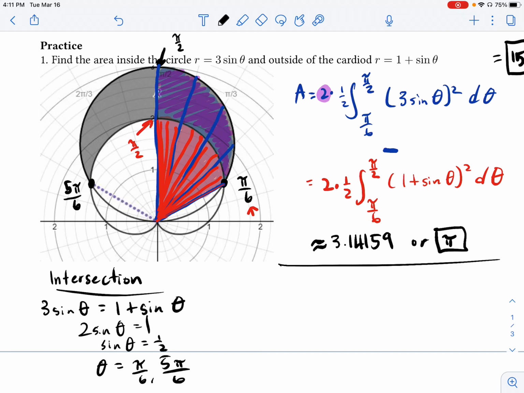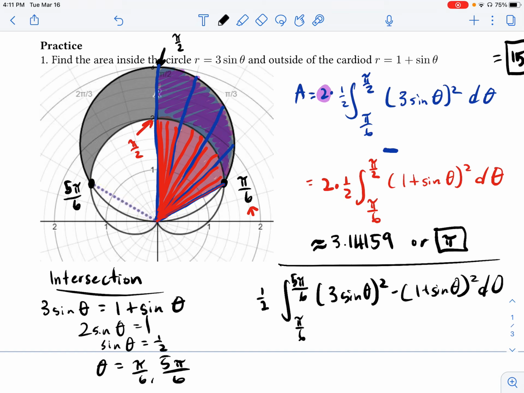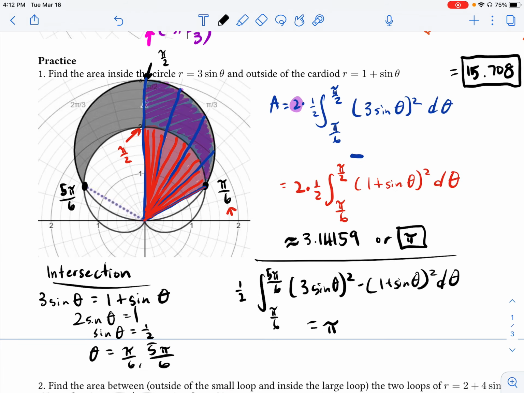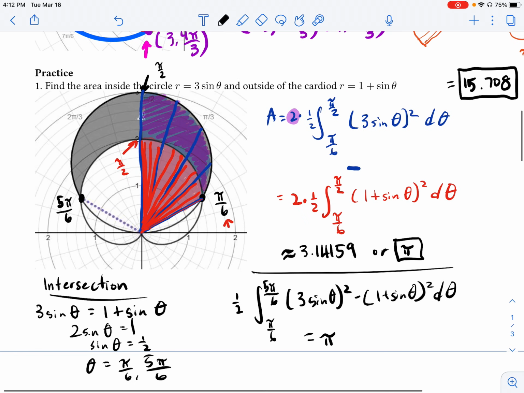So in fact, I'll just write it out. Alternatively, you could have just said, let's find 1/2 the integral from pi over 6 to 5 pi over 6 of 3 sine theta squared minus 1 plus sine theta squared d theta. And that should also give you pi. And some of you are probably looking at that right now and thinking, that's so much easier. I don't know why you had us doubling these half regions to begin with. Like I said, however it makes sense for you and however you can best visualize it.